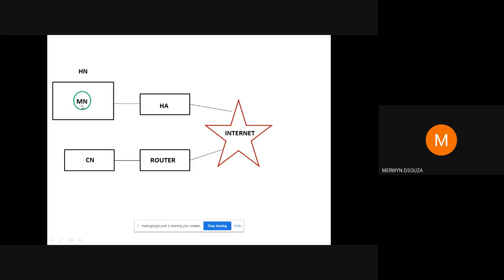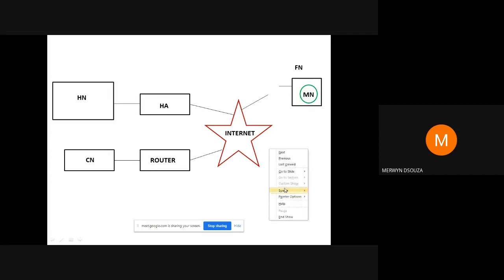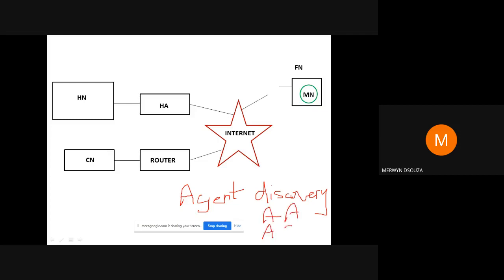When the mobile node goes to a new network, like here, it has to find the agent responsible for this network. It finds the agent responsible for this network through a process known as agent discovery. This process of finding an agent is known as agent discovery. Agent discovery again has two ways: agent advertisement and agent solicitation.